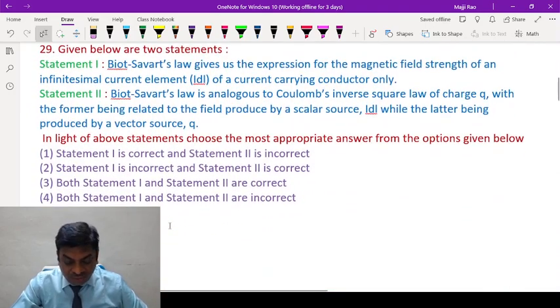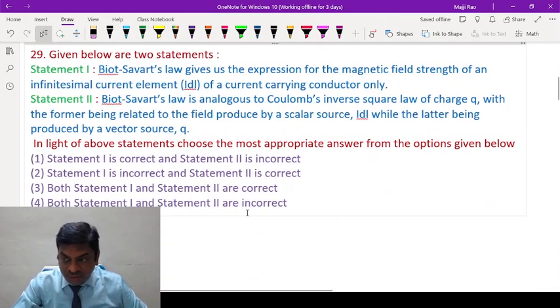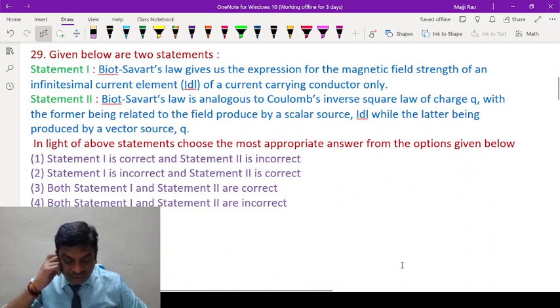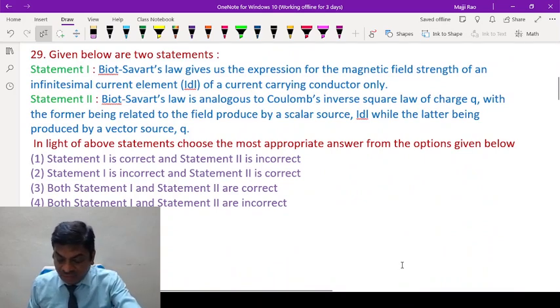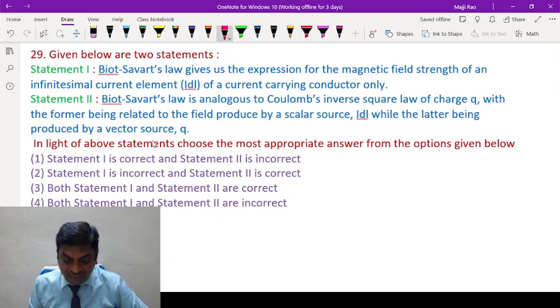Moving to the next question, question number 29. Given below are two statements. You can see one is Biot-Savart's law gives us the expression for the magnetic field strength of an infinitesimal current element of a current carrying conductor only. This is true, students, because it gives the magnetic field strength of an infinitesimal current element dl of a current carrying wire.